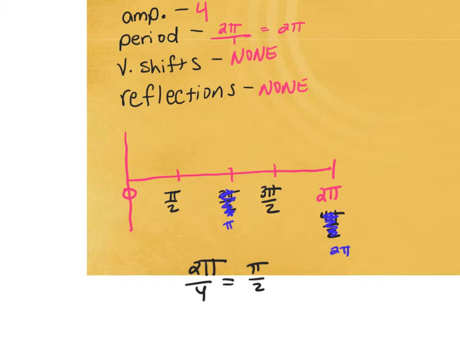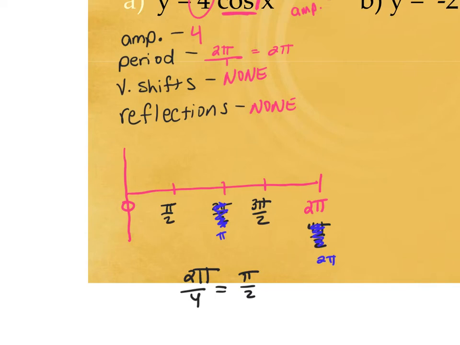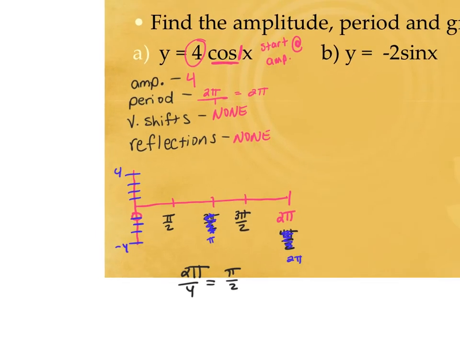It's just different. So if I asked you guys to give me a graph of this, the first thing you would do is find your little tick marks. That's good. Now you would tell me, what's the amplitude? What's the highest this graph goes and the lowest it goes? 4 and negative 4. Okay, so 1, 2, 3, 4. 1, 2, 3, negative 4. All right, and this is a cosine curve.